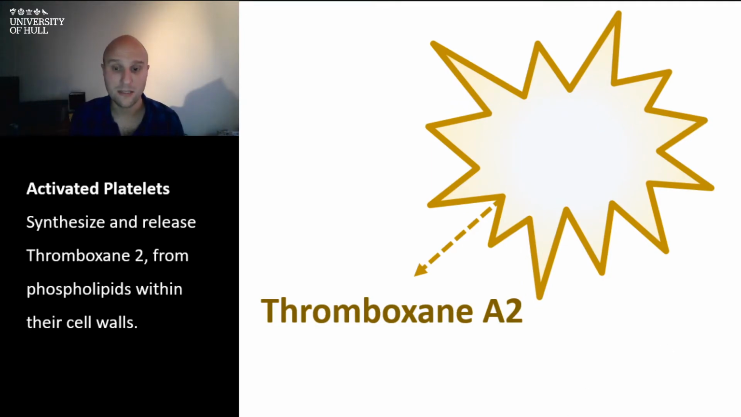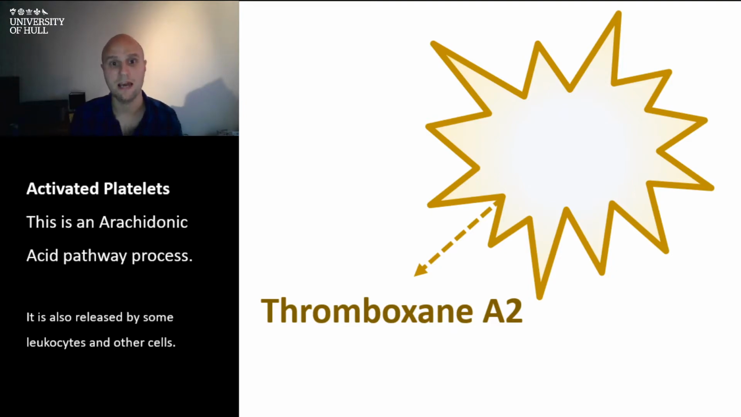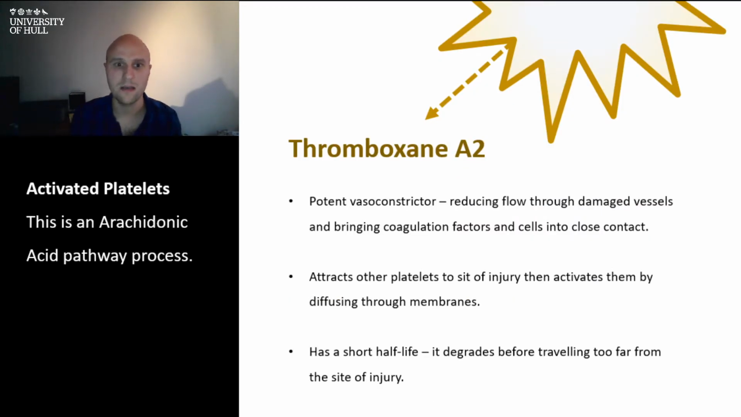A particularly interesting thing that platelets do is from their phospholipid cell membrane, they produce this substance called thromboxane A2. Again, this is an arachidonic acid pathway process, which will be important to remember when you're thinking about drugs that affect the clotting cascade. And also thromboxane is released by some other cells as well. And why is that significant? Well, thromboxane is a potent vasoconstrictor.